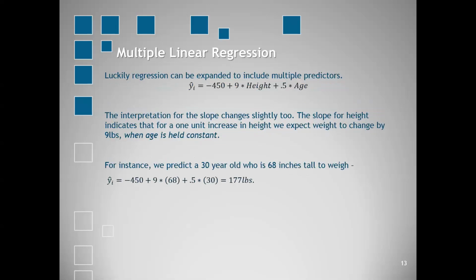We can make predictions much like we did before. For instance, we predict a 30-year-old person who is 68 inches tall to weigh negative 450, our y-intercept, plus 9 times 68 inches, plus 0.5 times 30 years of age, or 177 pounds.